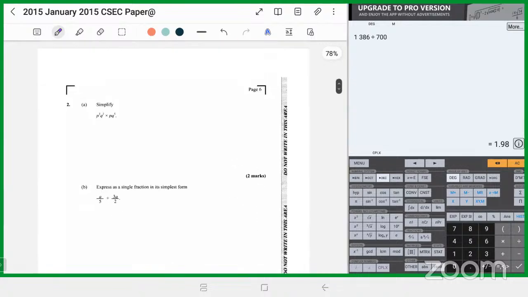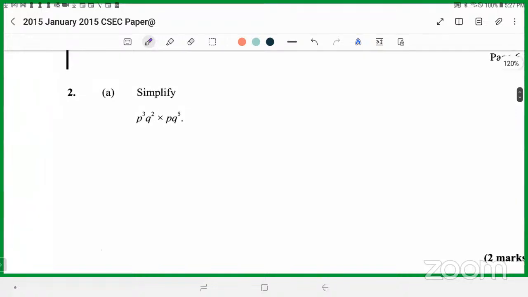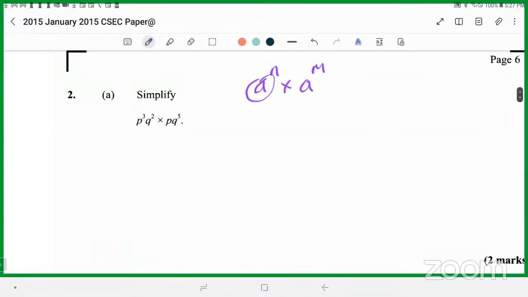All right, we don't need a calculator anymore. Well, not just yet. This question wants us to simplify these now, and that's an indices question. So remember, a to the n times a to the m: you add the powers when the base is the same. That's how we operate indices, and it becomes a to the n plus m.